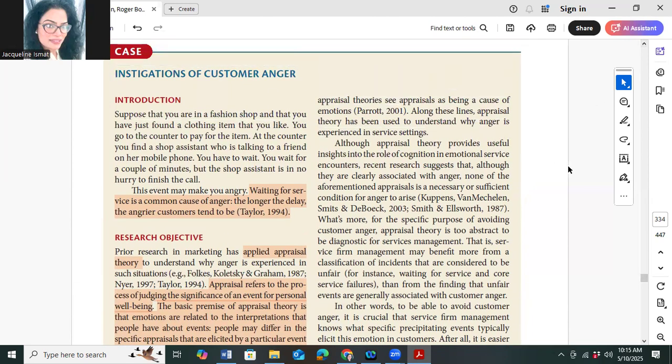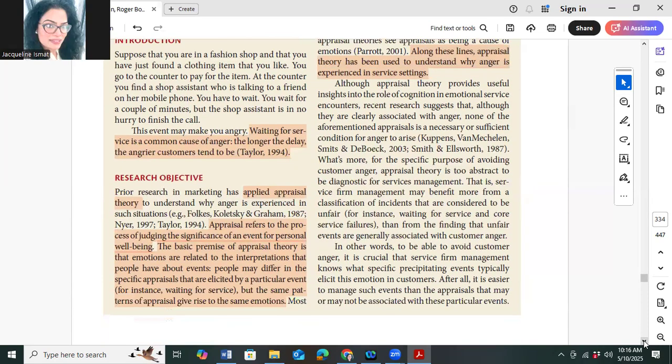Most appraisal theories see appraisals as being a cause of emotion. Along these lines, appraisal theory has been used to understand why anger is experienced in some settings. So ये theory justify कर रही है कि situation में consumer का anger बढ़ता है.